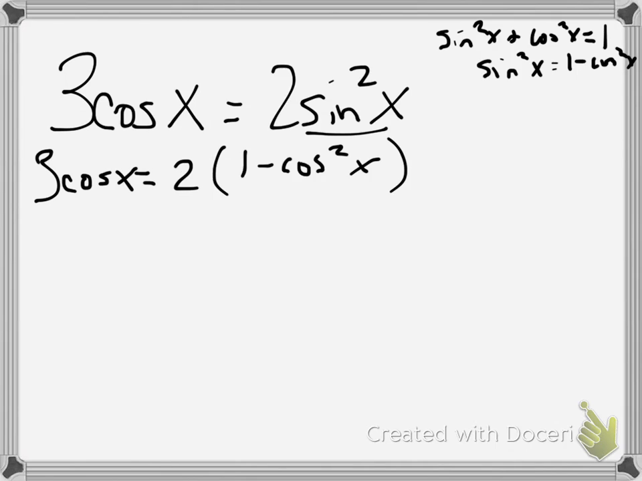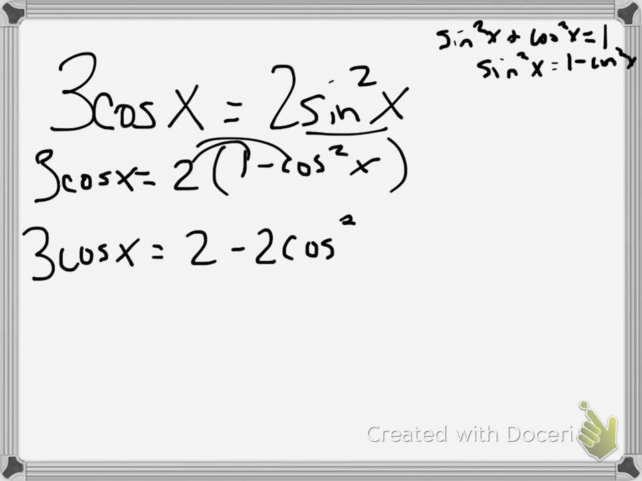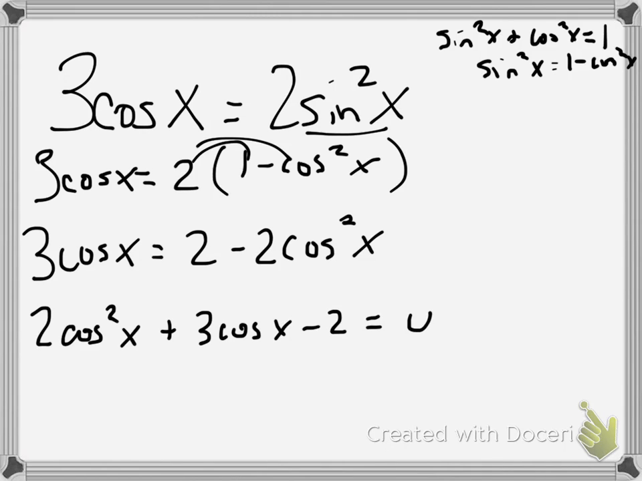All right, now we're getting a little bit better. Now let's try to bring everything to one side. Let's distribute the 2. So I get 3 cos x equals 2 minus 2 cosine squared x. All right. Now, I have a cosine x, I have a cosine squared x. This is basically a quadratic in disguise. Let's get one side of the equation equal to 0 and write it in descending order of power. So I have 2 cosine squared x plus 3 cosine x minus 2 equals 0.